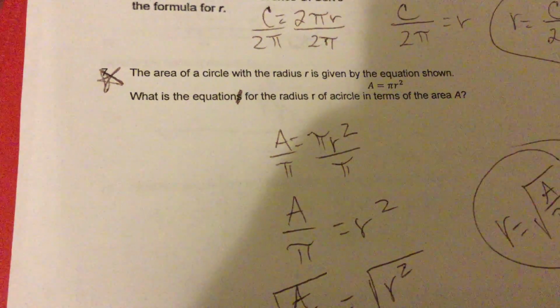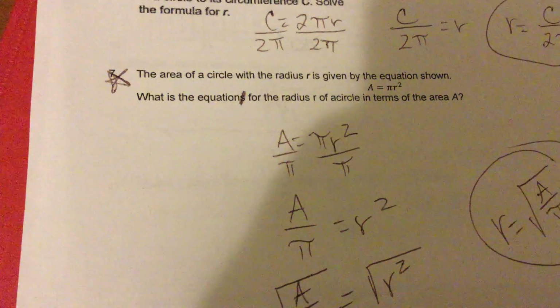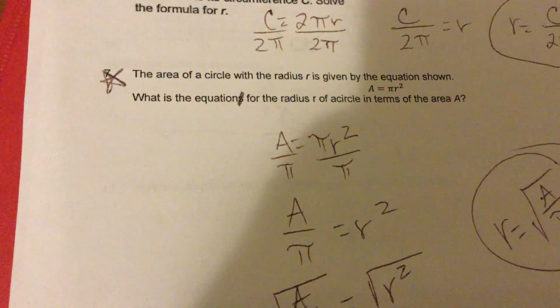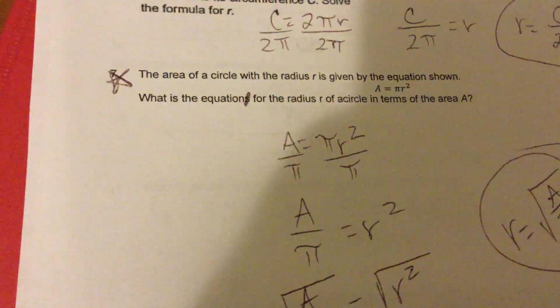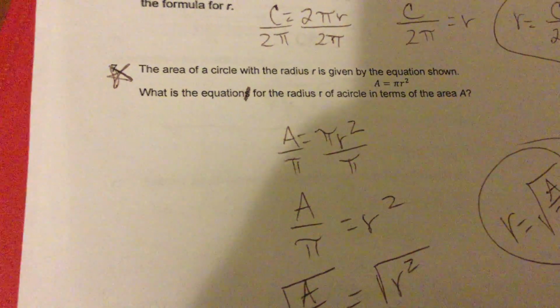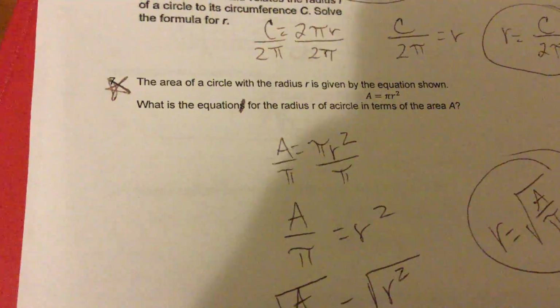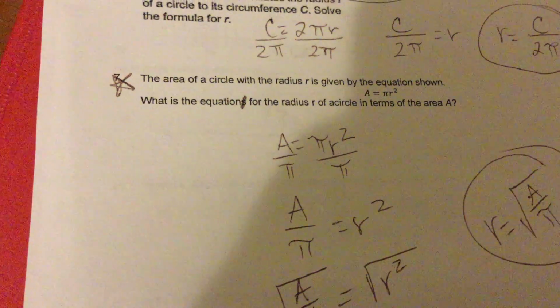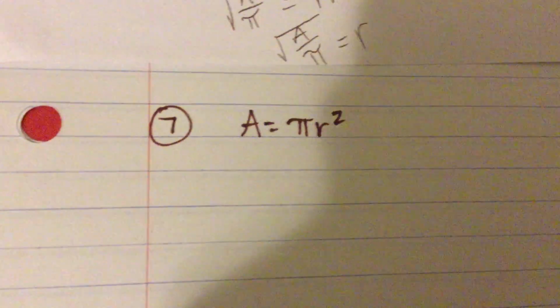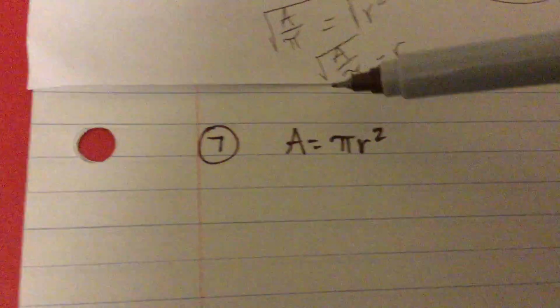Now, it's a kind of a different way of asking, but they're saying what is the equation for the radius r? So they're asking r equals what, which means solve for r. So I'm going to take my equation a equals pi r squared and solve it for r. So first of all, ask yourself, okay, what is happening to the r?